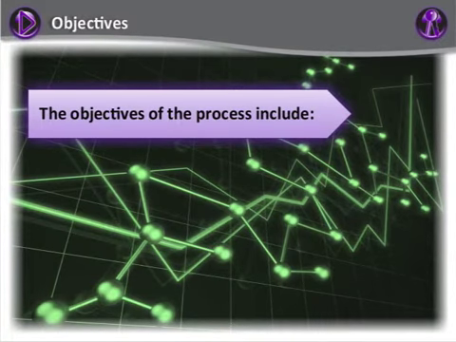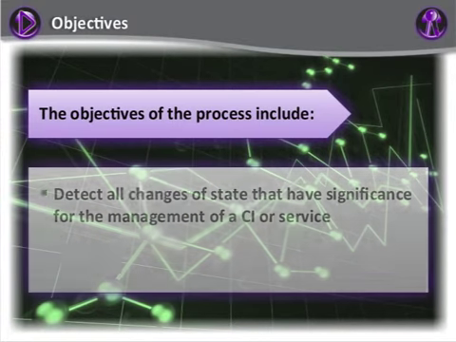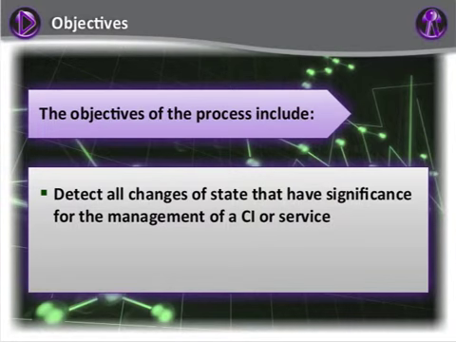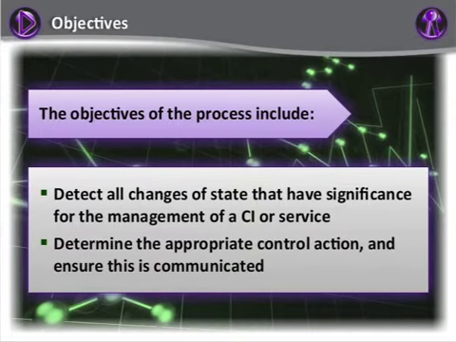The objectives of the event management process include the areas you can see here. The process will detect all changes of state that have significance for the management of a CI or IT service, and determine the appropriate control action for events, and ensure these are communicated to the appropriate functions.